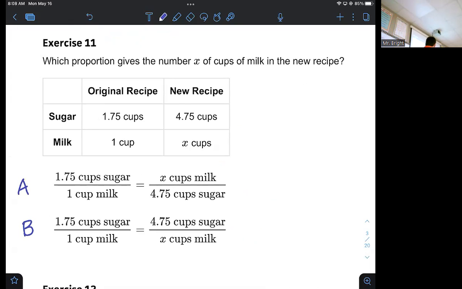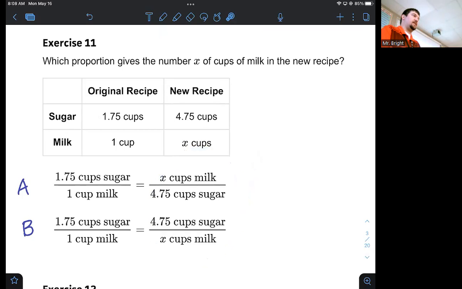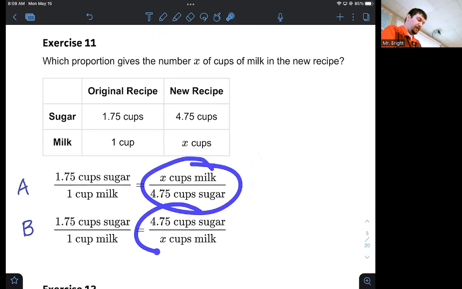So should it be 1.75 cups of sugar for 1 cup of milk, X cups of milk for 4.75 cups of sugar? Should it be this one here? Or should it be 1.75 cups of sugar for 1 cup of milk, 4.75 cups of sugar for X cups of milk? And really, it's just a matter of that second ratio. Does it belong like this, or should we flip it like that?